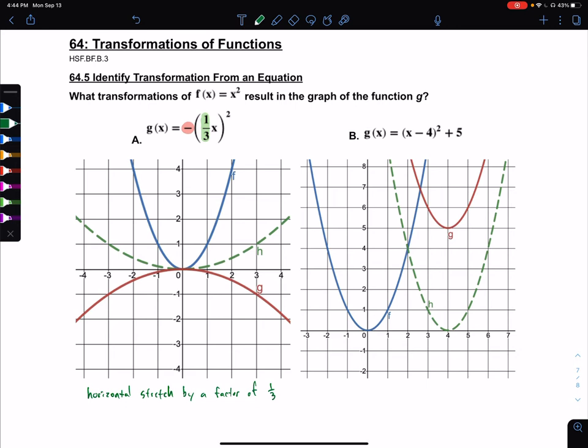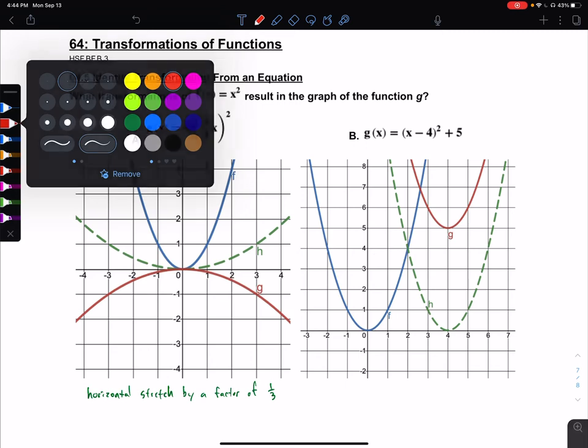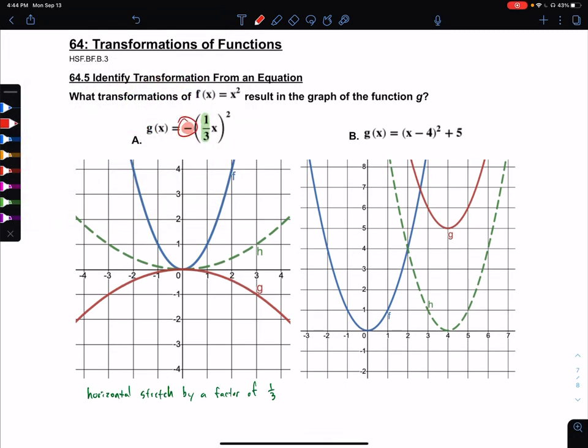And now this negative on the outside, we talked about this here. Hopefully remember that those negatives are going to cause reflections, and we just need to determine whether it is a reflection over the x or the y-axis. Well, in this case, we can pretty clearly see based on our graph that it's going to reflect over the x-axis. It's reflecting from top to bottom. So we would have a reflection over the x-axis. And that's all they're looking for here. They're looking for what are the transformations that were done.